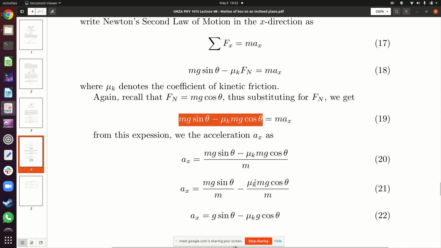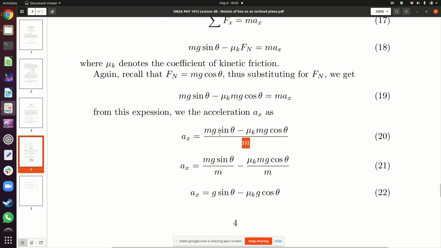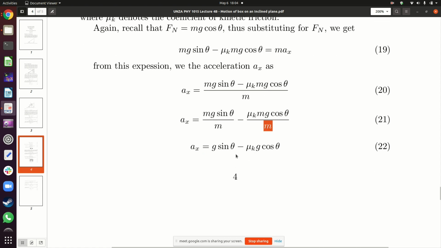So we divide both sides by m. When you do that, we end up having ax is equal to mg sine theta minus mu k mg cos theta, divided by m. Then we divide this side by m, so we end up with mg sine theta divided by m minus mu k mg cos theta divided by m. When you divide, the m's cancel, and you end up having ax equals g sine theta minus mu k g cos theta. So this is what you have here.